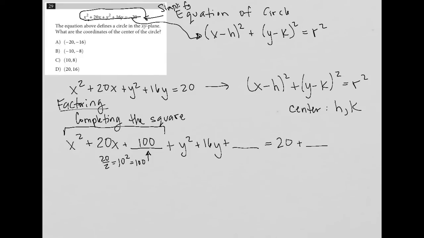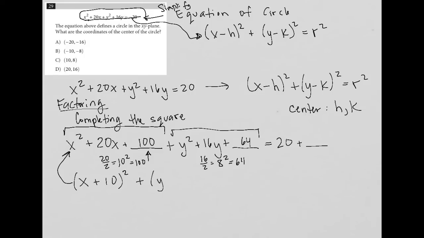Do the same thing on this side with the y's. So again, 16 divided by 2, so half the middle term, which is equal to 8, and then square that number, which is equal to 64, and that goes here. So when I factor, all that's going to happen is I have parentheses, and I have my variable, which is x, and then I'm going to have really half of the middle term, which is 10, inside parentheses and squared. And you can test this out by FOIL to see that this is equivalent to x squared plus 20x plus 100.